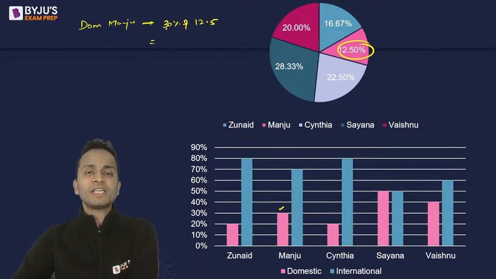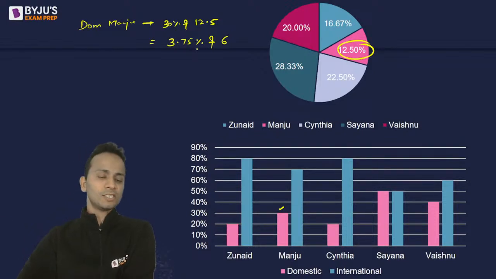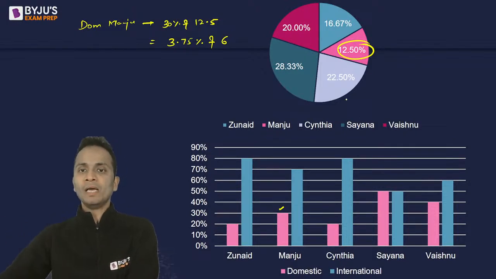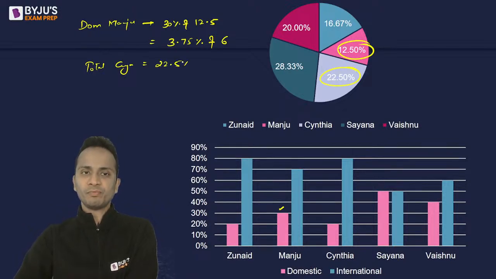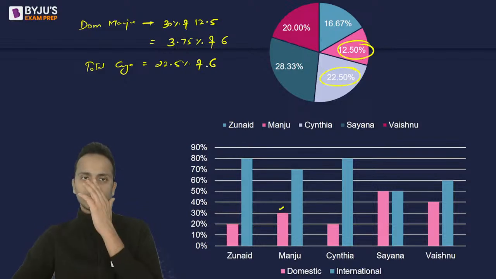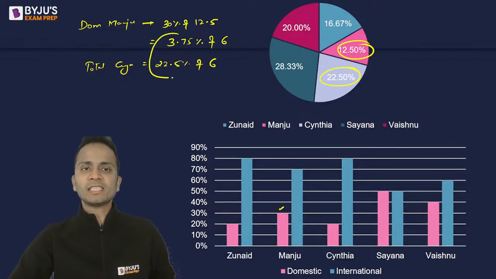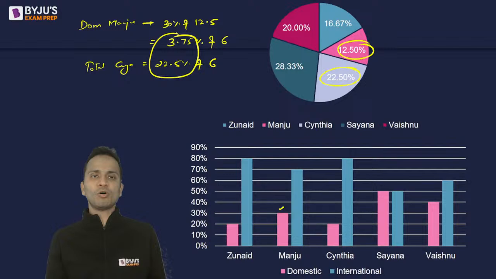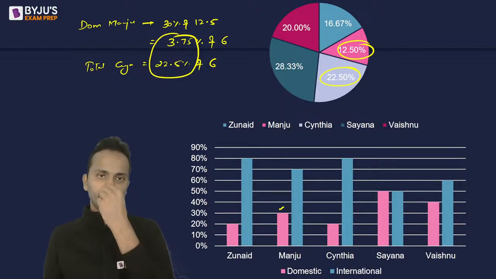So 10 percentage of 12.5 will be 1.25, 30 percentage will be 3.75, and that will be percentage of the total distance, that is 6 lakhs. This is domestic travel by Manju. Now total by Cynthia is 22.5 percentage of 6 lakhs. Okay, so that means I just have to find out the ratio of these two. 3.75 divided by 22.5.